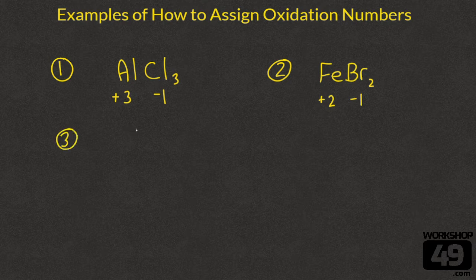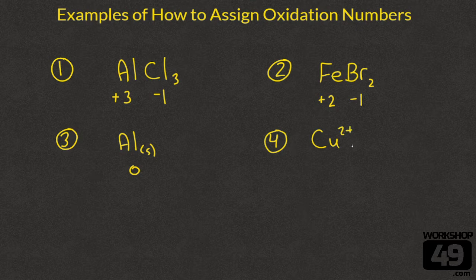We'll do some easy ones here. If you just have aluminum metal, just aluminum metal as a solid, pure elements have an oxidation number of 0. Now, those ones are easy to assign. Oxidation number 0. And same thing if you have a copper solution and it's copper 2+ and it's dissolved in water. This is just like a binary ionic compound. It's just an ion. It's monoatomic. It's not a polyatomic ion. It just gets assigned the oxidation number of its charge.